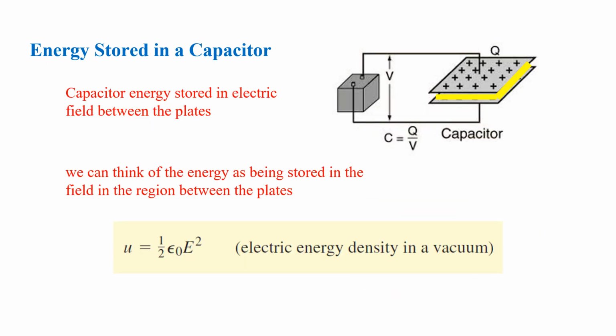We can also think of the energy stored in the electric field between the plates as energy stored in the field in the region between the plates. And we have what we call the electric energy density in a vacuum, vacuum meaning we don't have anything in between the two plates. The electric energy density, small u, is equal to 1/2 epsilon naught E squared, where epsilon naught is the permittivity of free space and E is the electric field. So this is how you get the electric energy density in a vacuum for your capacitor.